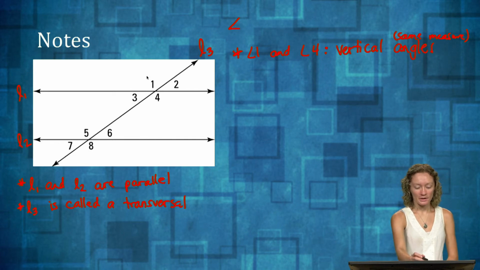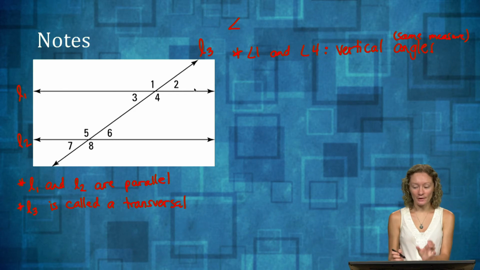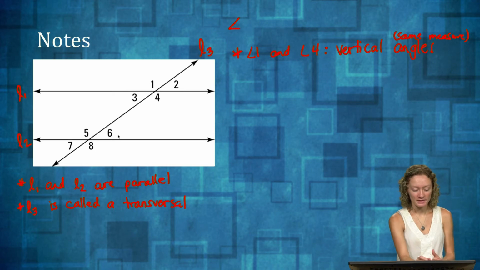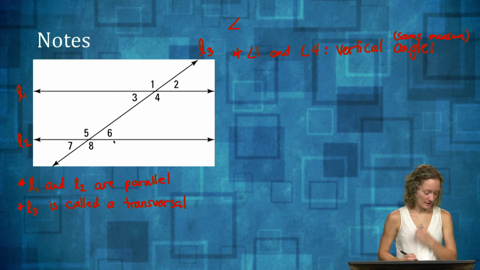What do you think another one is? 2 and 3 are opposite each other. Those are vertical angles, so they're the same separately. 5 and 8 are vertical angles, so they're the same. 6 and 7 vertical angles, so they're the same.